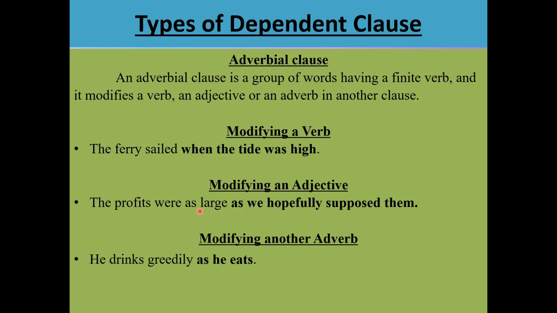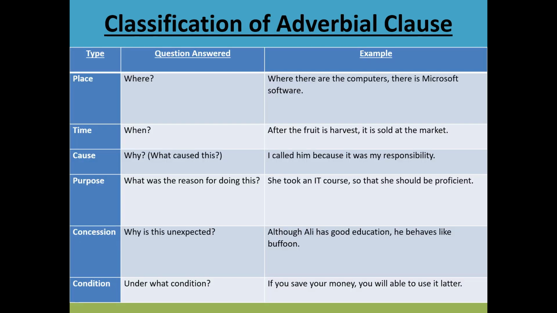और अगर हमने इस adjective के बारे में कोई extra information दी थ्रू किसी verb के थ्रू, तो वो आपका adverb phrase या adverb clause बनता है. तो यहाँ देखा जाए तो ये एक adverb clause है. Why? Because we have both subject and we have finite verb as well. Modifying another adverb. He drinks greedily as he eats. He drinks greedily. Greedily is one adverb, and this adverb is modified by another clause that is an adverbial clause.